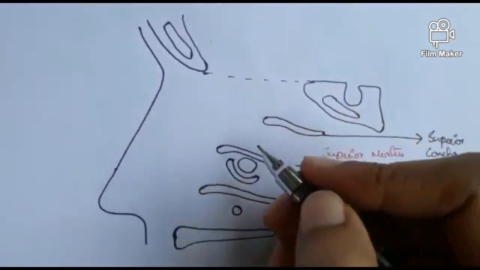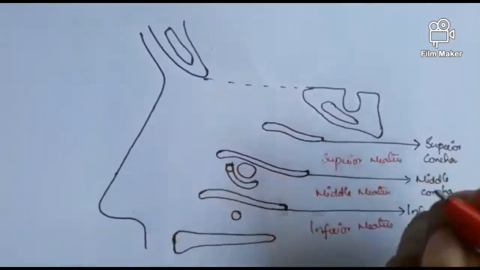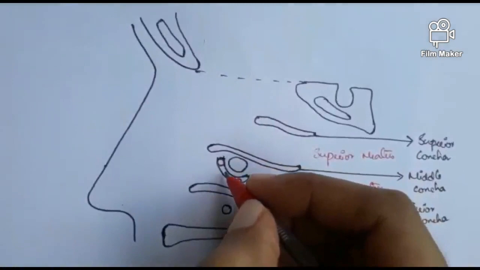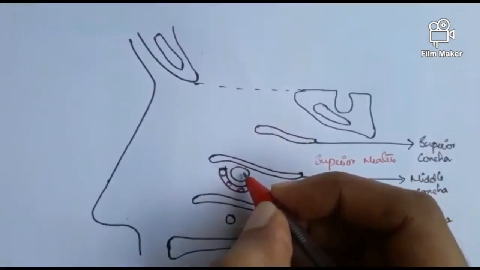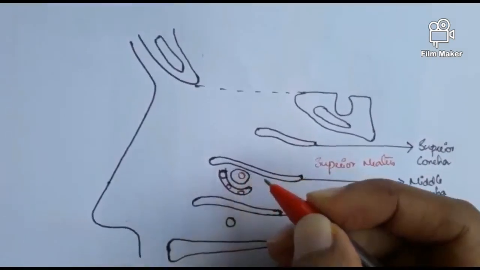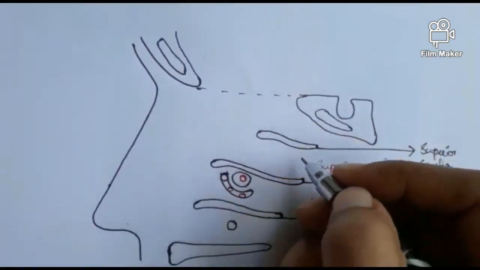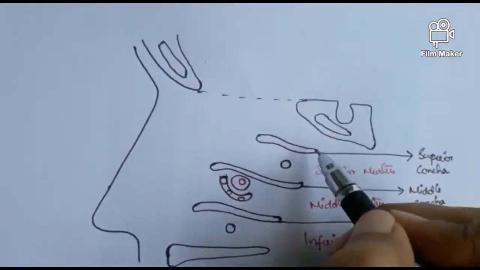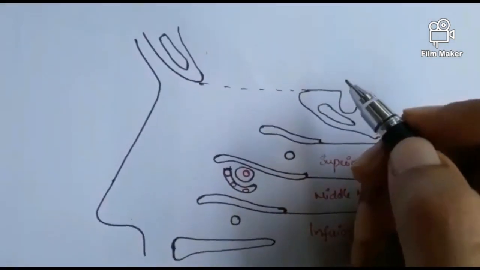In the anterior part of hiatus semilunaris there is an infundibulum, which has the opening of the frontal air sinus, and on the posterior part we have the opening of maxillary air sinus, and we also have the opening of the anterior ethmoidal air sinus. In the ethmoidal bulla, we have the opening of the middle ethmoidal air sinus, and in the superior meatus we have only the opening of the posterior ethmoidal air sinus. Above the superior concha there is a triangular space called the sphenoethmoidal recess.